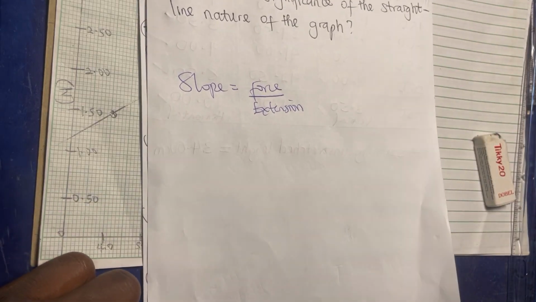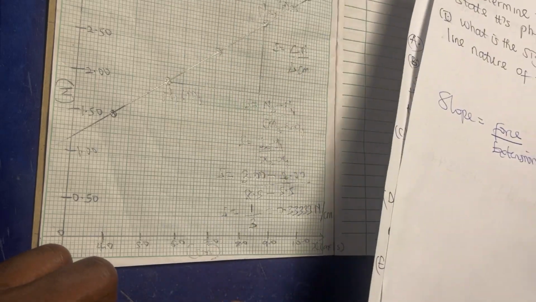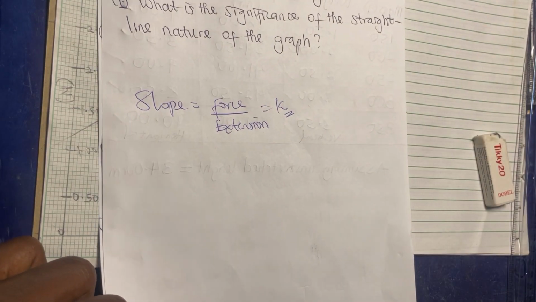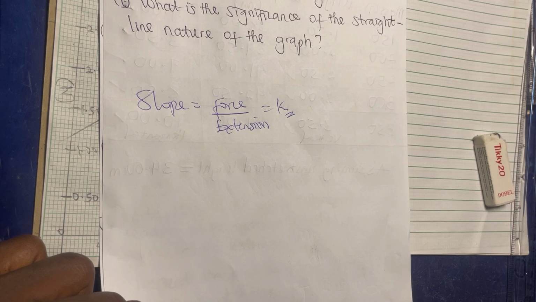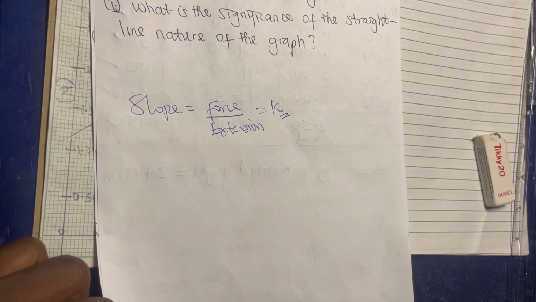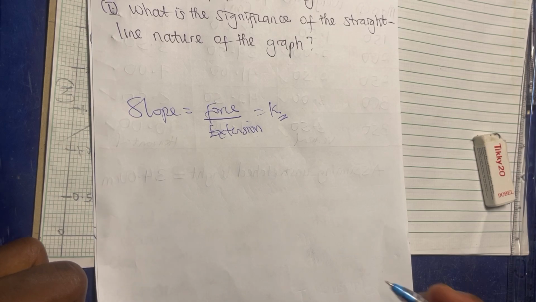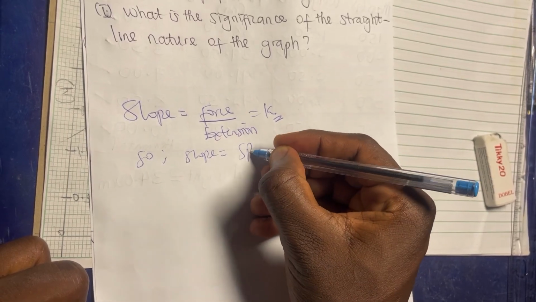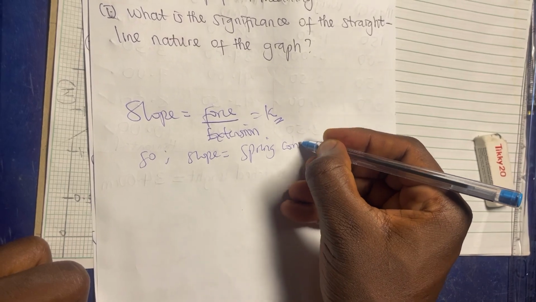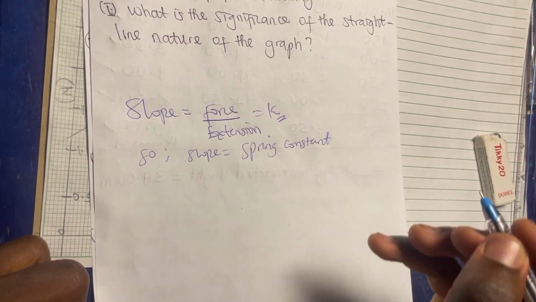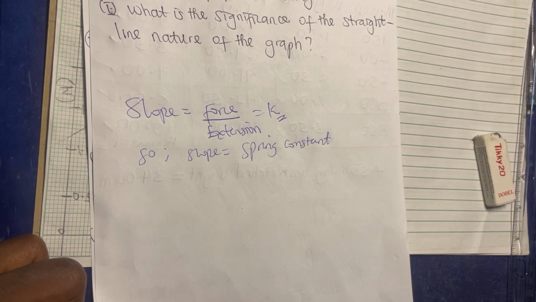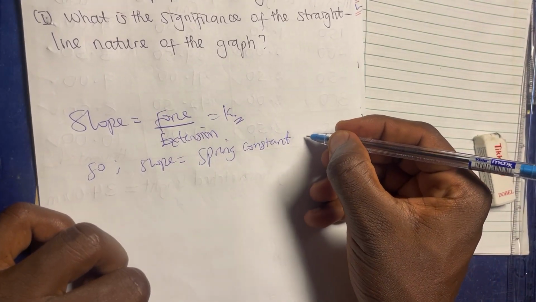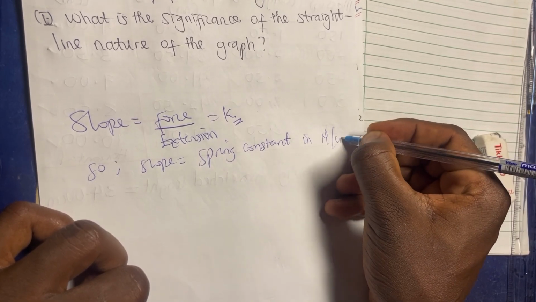Since the slope equals force over extension, you can actually call the slope k. So therefore the slope will be equal to the spring constant. That's the meaning. And what is the unit? The unit is, as I've said here, Newton per cm.